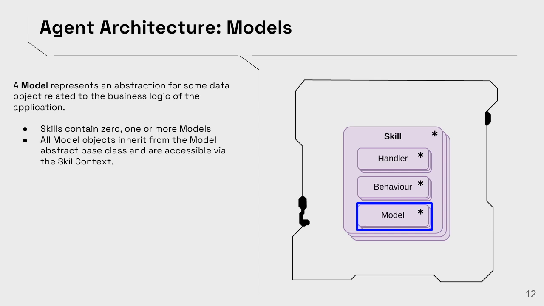Another important component of a skill are the models. A model represents an abstraction for some data object related to the business logic of the application. A model here plays exactly the same role as a model in the model view controller paradigm. Skills may contain 0, 1, or more models, and all model objects inherit from the model abstract base class. The echo skill doesn't have any model because it's a very simple skill, but models will be used in Module 2 when we discuss the concept of synchronized data across multiple agents.